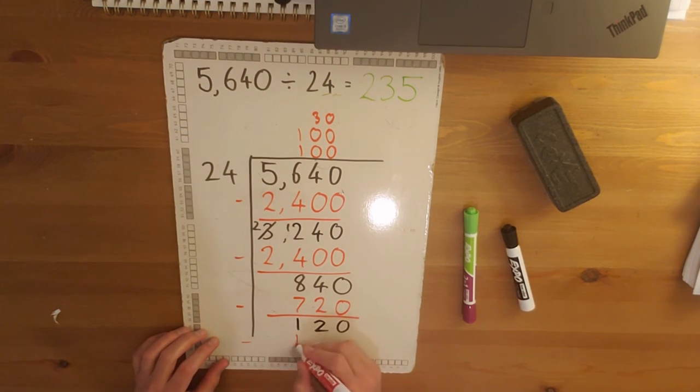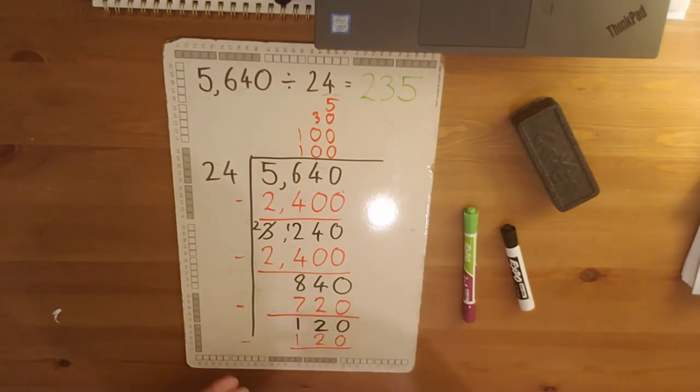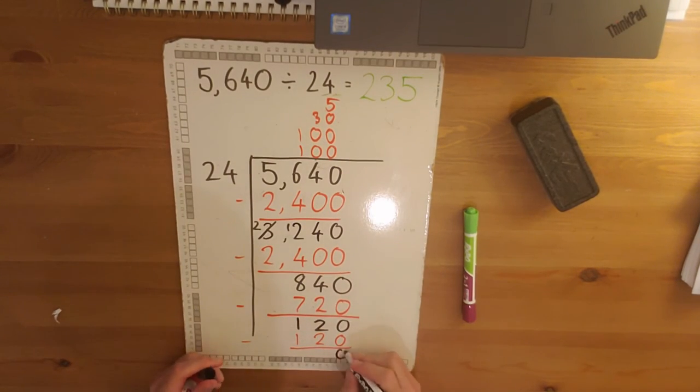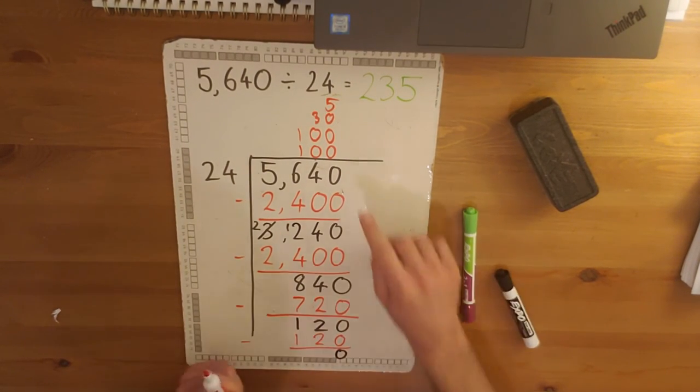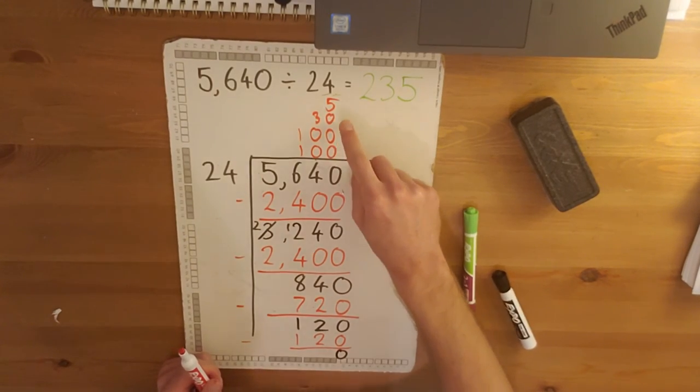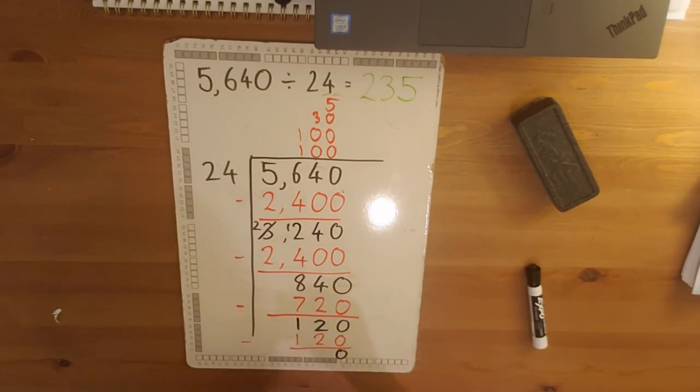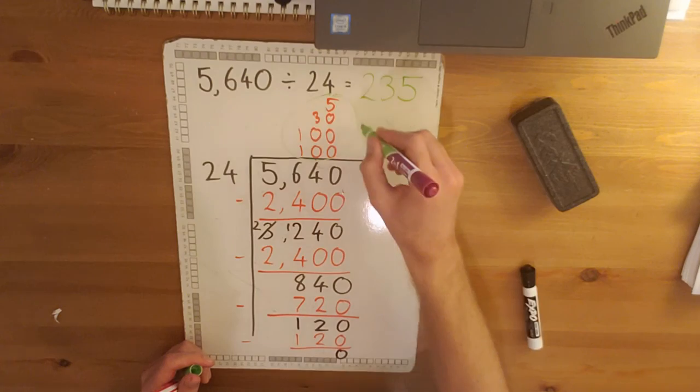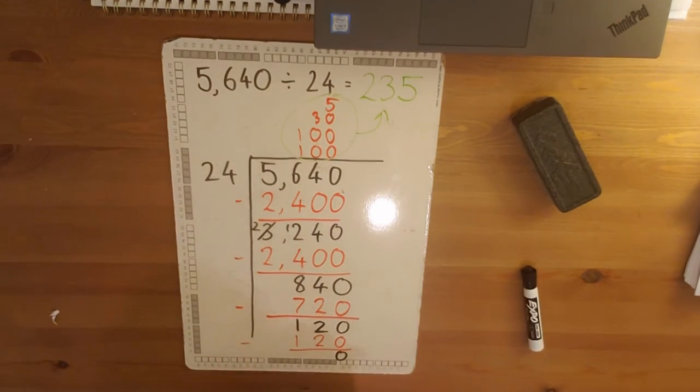Then finally, I'm going to subtract 5 lots of 24, which I know is 120. I know that's going to leave me with 0. And again, 100 plus 100 plus 30 plus 5 is going to equal 235.